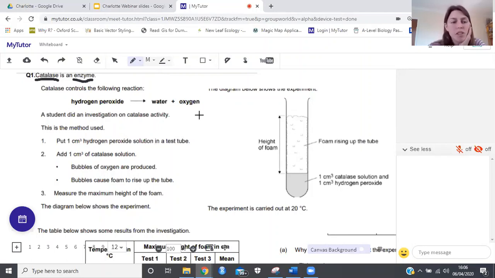Okay. A student did an investigation on catalase activity, and the method used was to put 1 centimetre cubed of hydrogen peroxide in a test tube, add 1 centimetre cubed of catalase solution, bubbles of oxygen are produced, and the bubbles cause foam to rise up the tube. Then they measured the maximum height of the foam. So we've got the diagram here. It's carried out at 20 degrees C. We've got the height of the foam here.